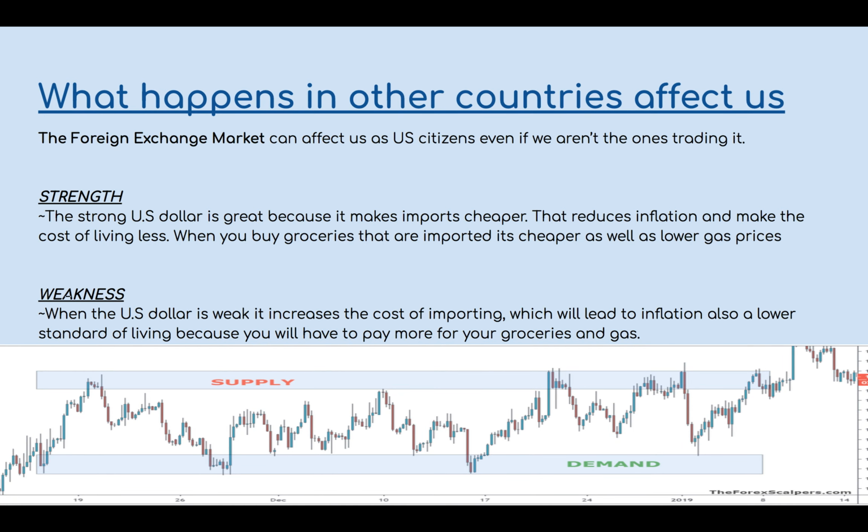What happens in other countries affects us. The foreign exchange market can affect us as U.S. citizens, even if we aren't the ones trading it. The strength: the strong U.S. dollar is great because it makes imports cheaper. That reduces inflation and makes the cost of living less. When you buy groceries at the store that are imported, it's cheaper, as well as lower gas prices.